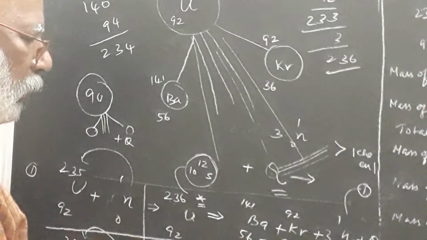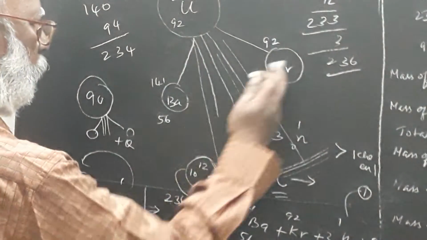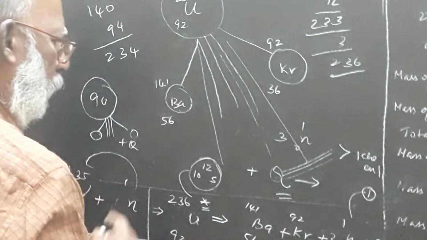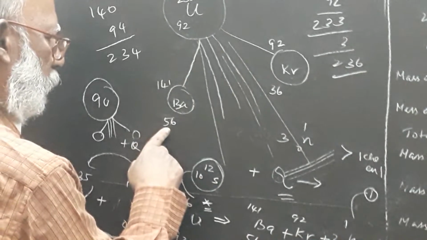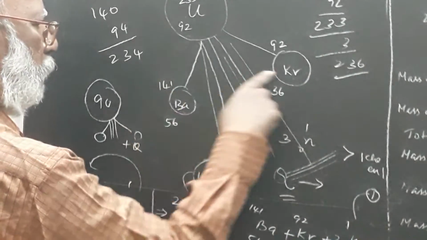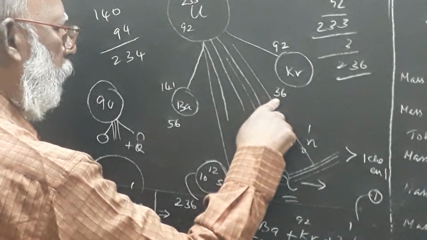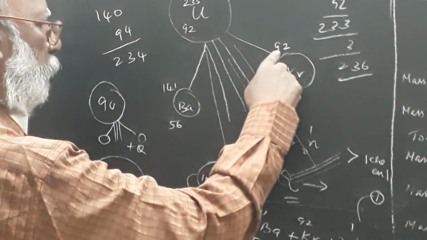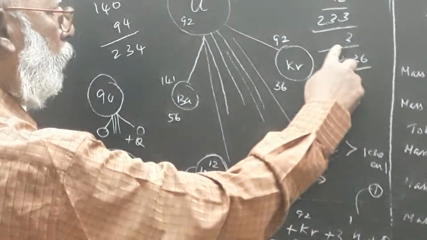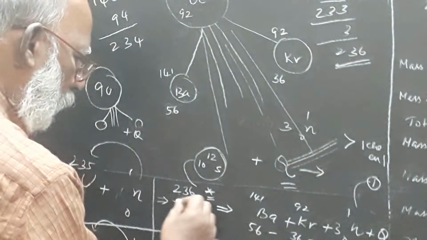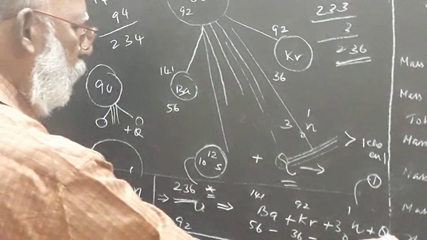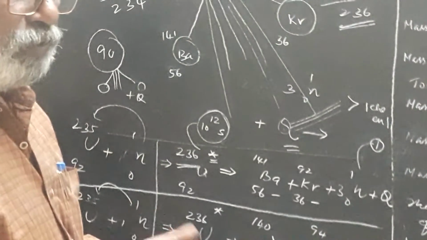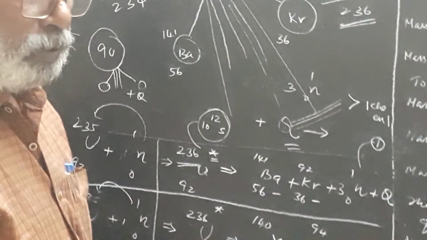During the decay process, 2 nuclei are produced. One nucleus is barium, another nucleus is krypton. The atomic number of barium is 56 and mass number 141. Krypton atomic number is 36 and mass number is 92. If adding these two with 3 neutrons, then 236, and here also 236, with enormous energy. This is the first methodology of the decay process which happens for uranium when bombarded by the neutron.